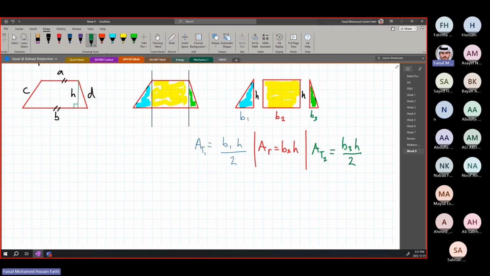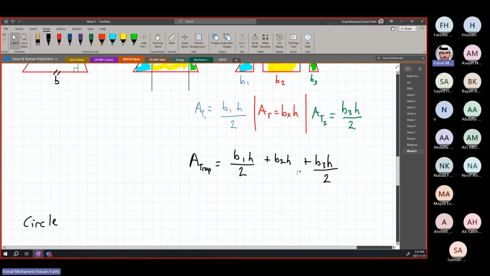So if we add them up, the total area of a trapezoid is going to be equal to B1h plus B2h plus B3h. Of course, this is over 2. This is over 2. Okay?